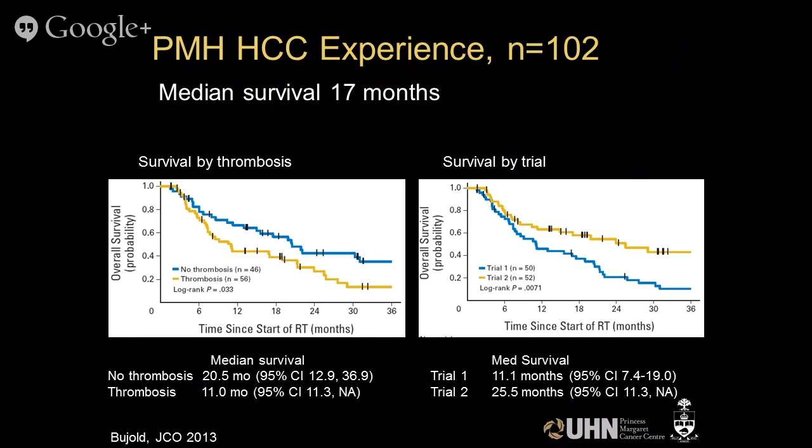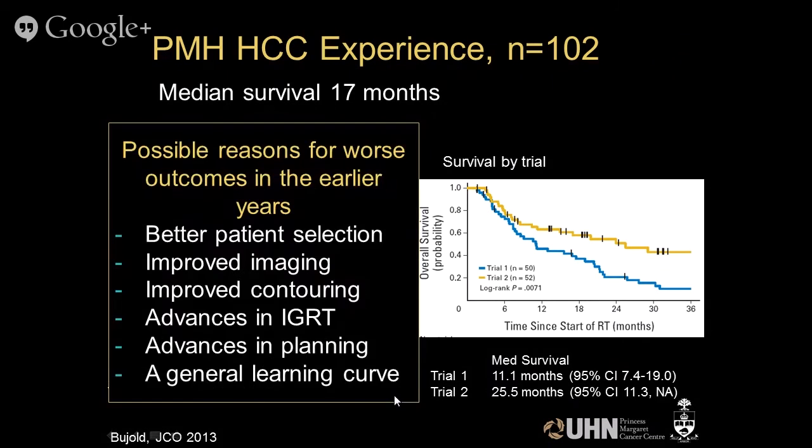And the only 2 factors predictive for survival in multivariate analysis were invasion into the portal vein, a known strong prognostic factor, but also the trial that patients were treated on. So the first 52 patients did far worse than the last 52 patients that we treated. And you can see the size of that effect is as strong as portal vein thrombus. So why could this be?